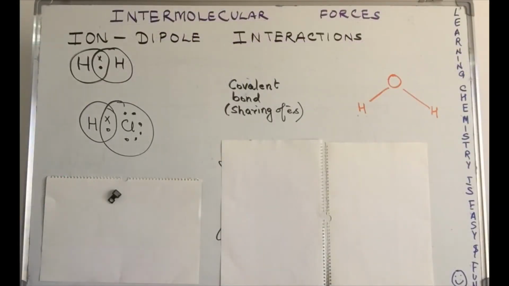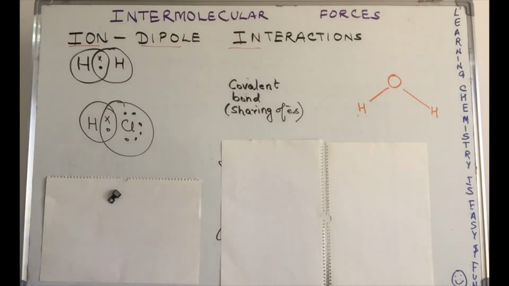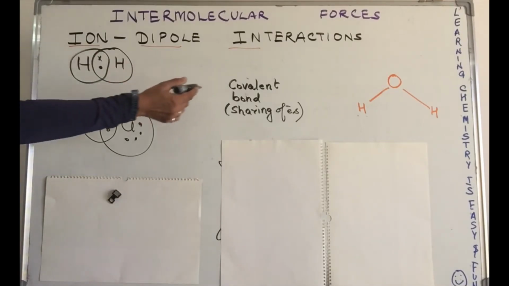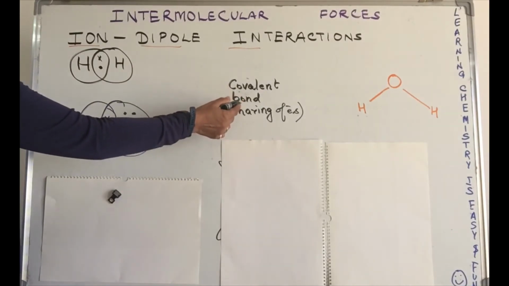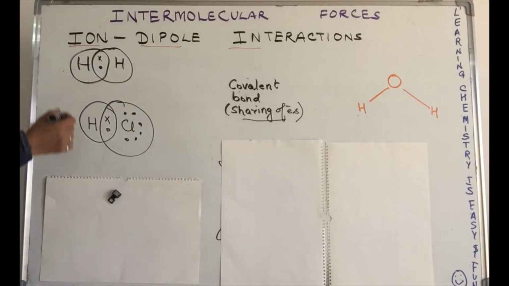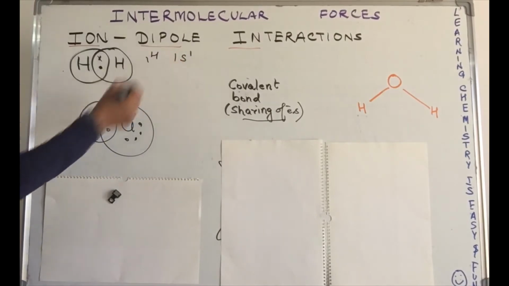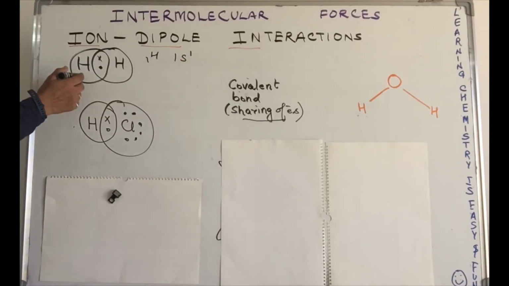Ion dipole interactions. We are going to study this in detail now. First of all, before I go ahead with ion dipole interactions, let me touch base on the simple covalent bond, formed by the sharing of electrons between two atoms. Taking two examples over here. Hydrogen, atomic number 1, electronic configuration 1s1, formed by the sharing of a pair of electrons between the two hydrogen atoms. This is also an example of a homoatomic molecule.